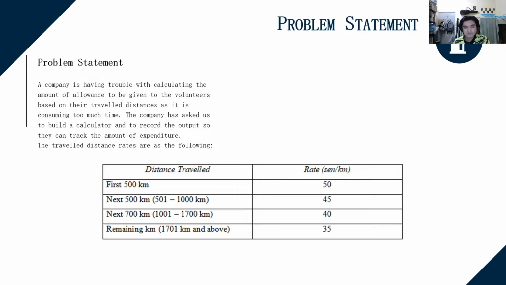The travel distance rates are as the following. For the first 500 km, the rate will be 50 cents per kilometer, for the next 500 km, the rate will be 45 cents per kilometer, for the next 700 km, the rate will be 40 cents per kilometer, and for the remaining kilometers, the rate will be 35 cents per kilometer.